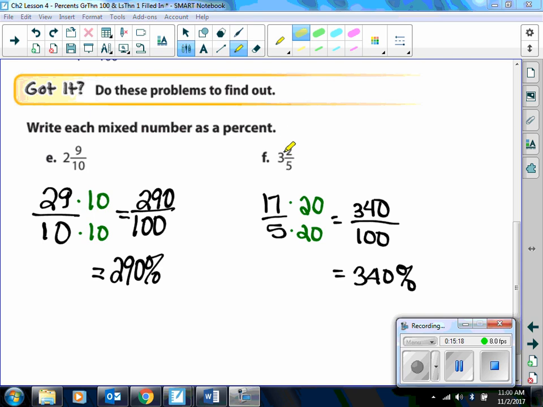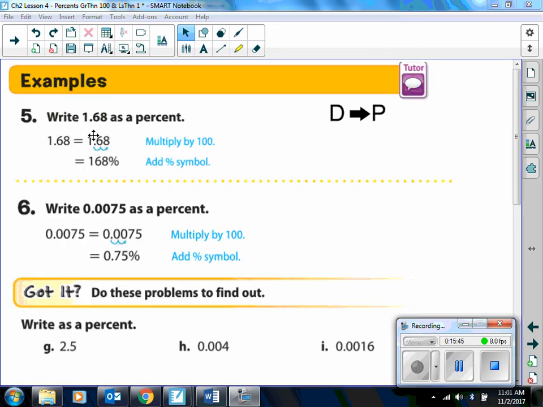Here, we have 3 2/5. We're going to change 3 2/5 to an improper fraction, 17/5. And then we're going to change this fraction to a denominator of 100. So we multiply times 20 in the numerator and denominator, and we get 340 over 100. Then, that is 340 per 100, which is 340%.